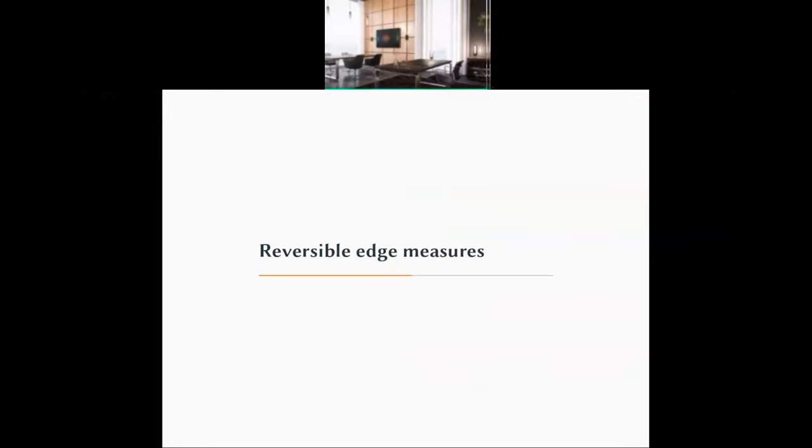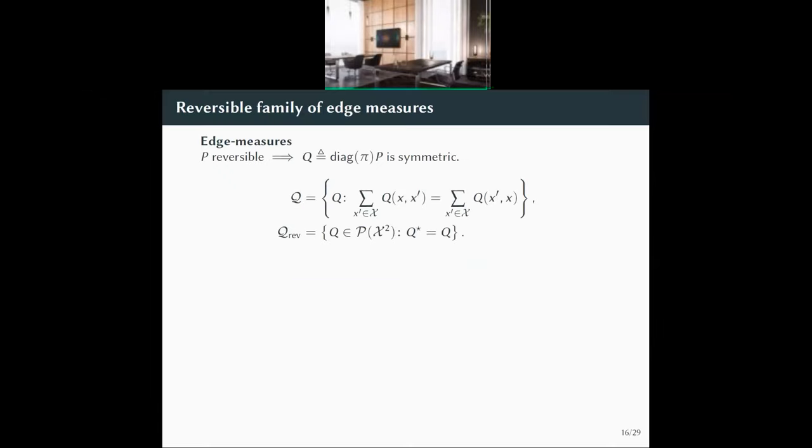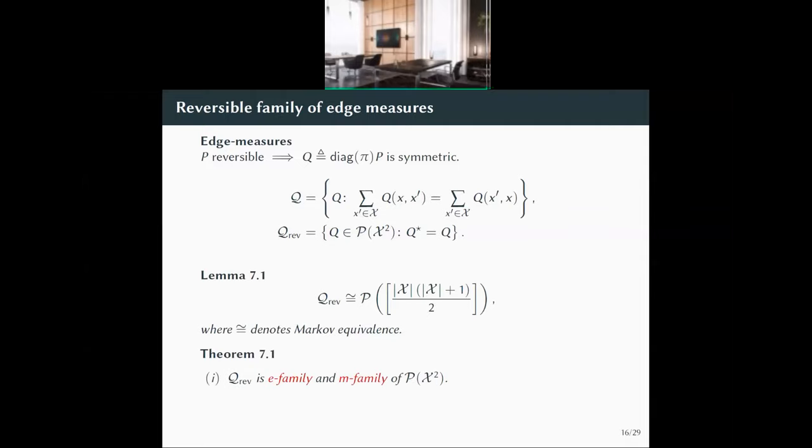Let me discuss briefly edge measures now. Recall that if P is reversible, then the edge measure must be symmetric. If we write this curly Q to be the set of all edge measures and Q-Rev to be the set of all reversible edge measures, we can show that Q-Rev is actually isomorphic to the simplex over X-choose-2 plus X. So this actually shows that Q-Rev is an E family and an M family of all the distributions over pairs. It also gives the dimension of Q-Rev, which is exactly the dimension of this simplex.